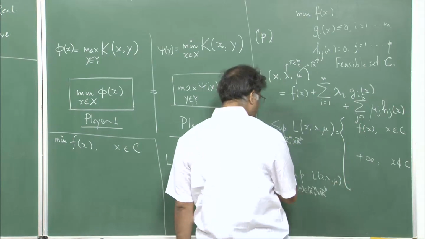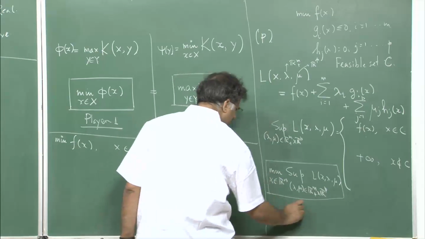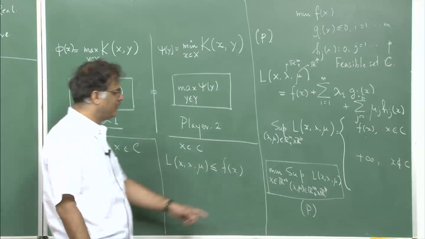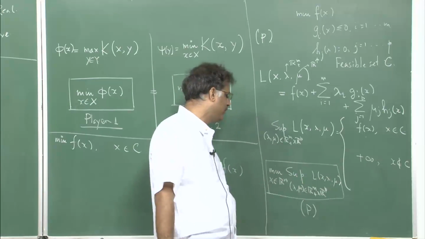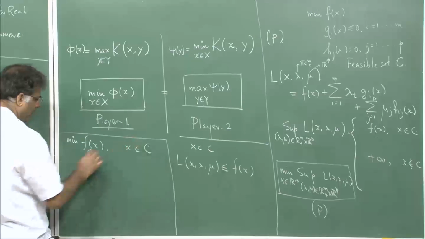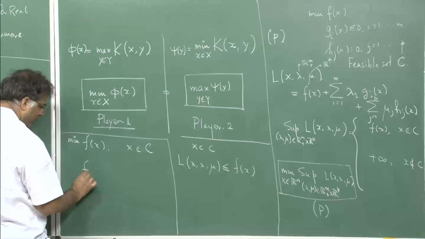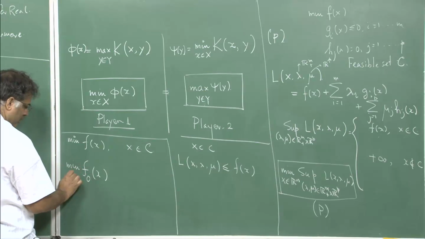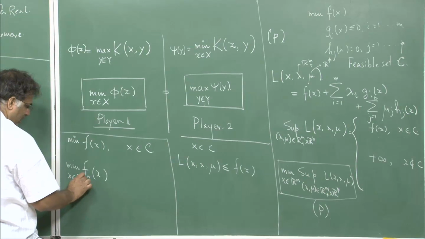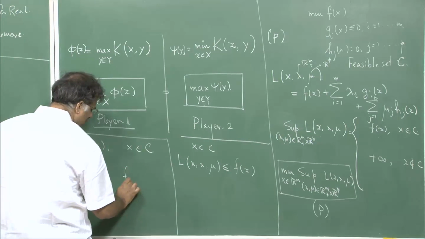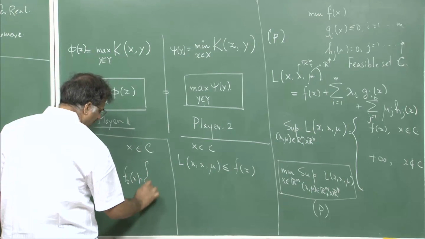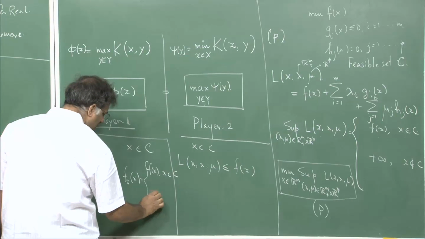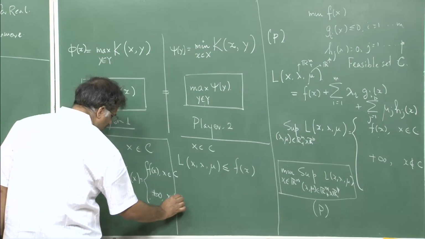So, my original problem P can now be represented like this. Whenever x is an element of C, this is f x, or else it is plus infinity. So this problem can now be written in a much simpler form: minimize f naught x where x is in Rn, where f naught x is f x when x is an element of C and is plus infinity when x is not an element of C.